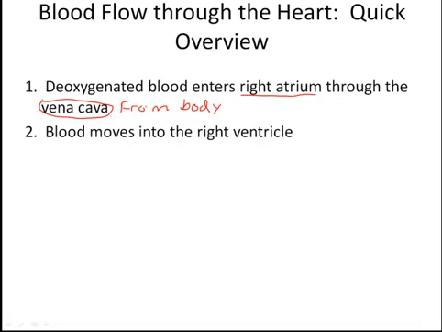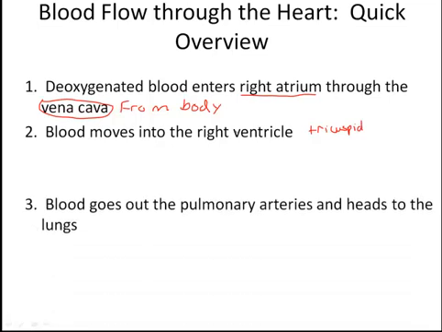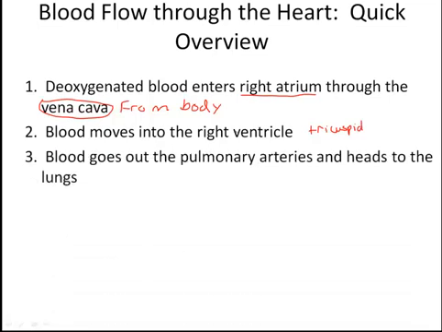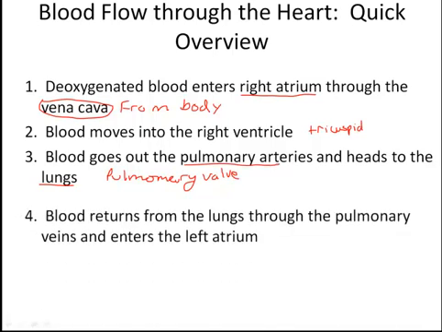The blood is going to move down into the right ventricle, and it does that by moving through the tricuspid valve. Okay, so that valve is there between the right atrium and the right ventricle. Move through that tricuspid valve until the blood fills up the right ventricle. Then the blood is going to go out the pulmonary arteries and head over to the lungs. Remember, pulmonary means lungs. And to go through that, it's got to go through the pulmonary valve. Okay, so the blood goes through the pulmonary valve, out into the pulmonary arteries, and heads over to the lungs.